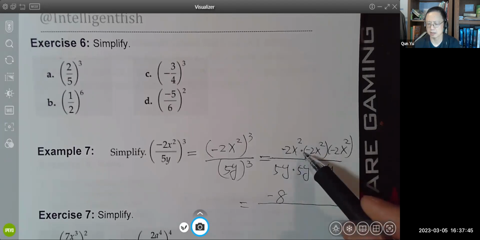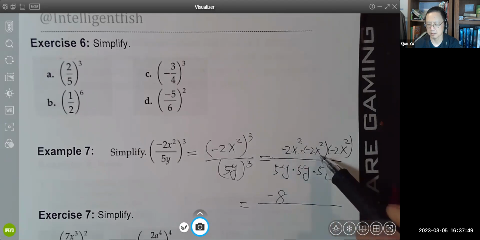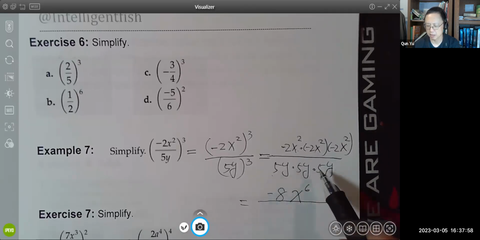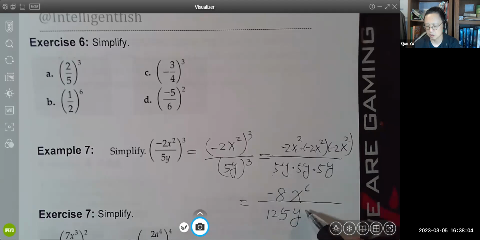Totally we have 6 x's. X squared means x times x, x times x, x times x, and they all multiply together. Totally 6, we get x to the 6th power. On the bottom, 5 times 5 times 5 is 125. Y times y times y is y cubed. So this is our final answer.